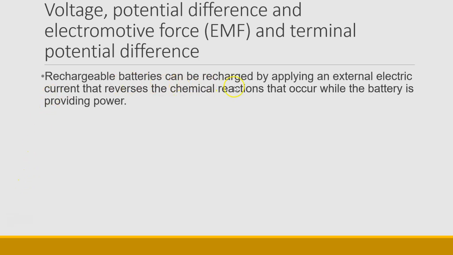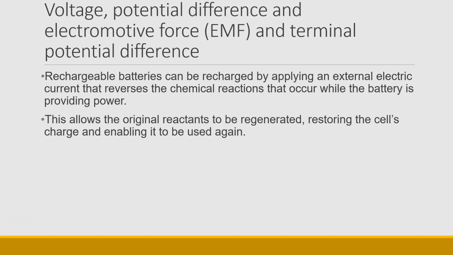Rechargeable batteries can be recharged by applying an external current that reverses the chemical reactions that occur while the battery is providing power. So remember that the reactants produced products. Now, running that electric current through the products allows the original reactants to be regenerated, and that restores the cell's charge and it can be used again.